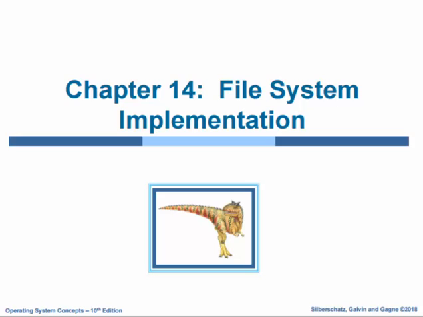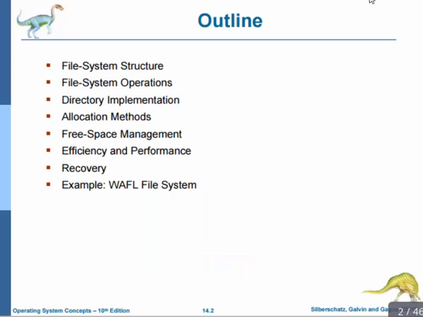Hello everyone. I'm going to discuss file system implementation, and this is chapter 14 from the book Operating System Concepts. So the following will be our outline. We will discuss file system structure, operations, and then we'll discuss directory implementation, allocation methods, free space management, efficiency and performance, recovery, and we'll take some example of the WAFL file system.